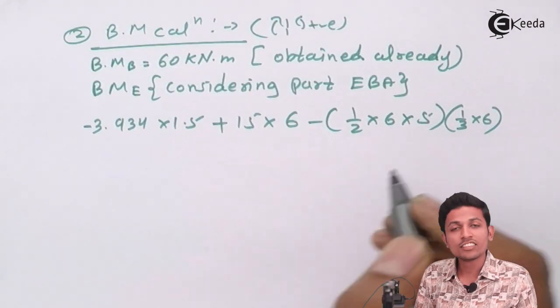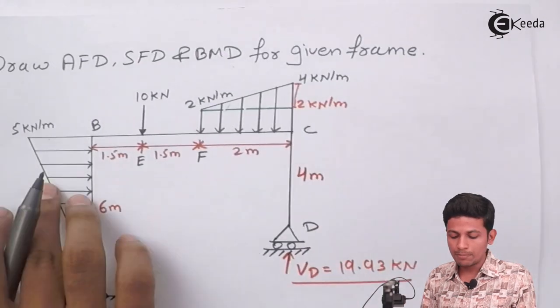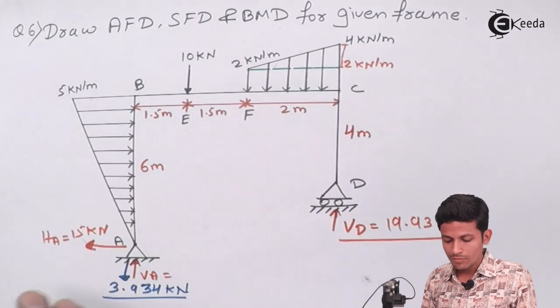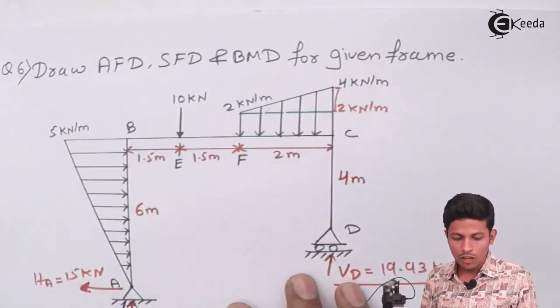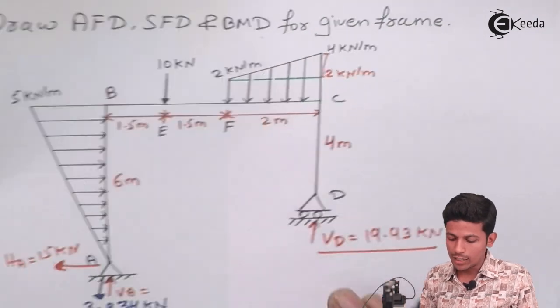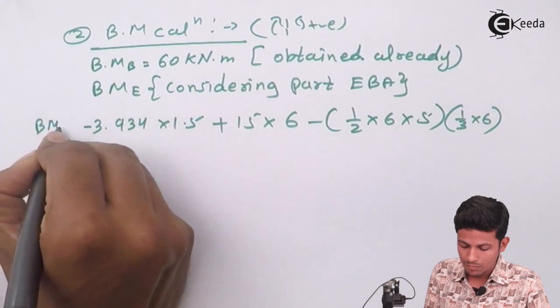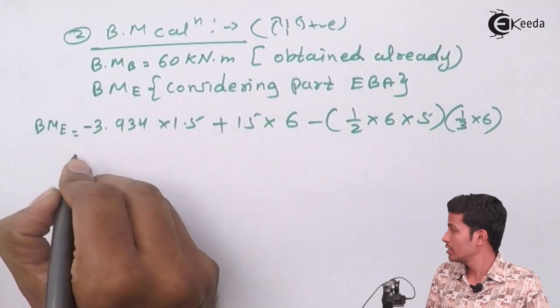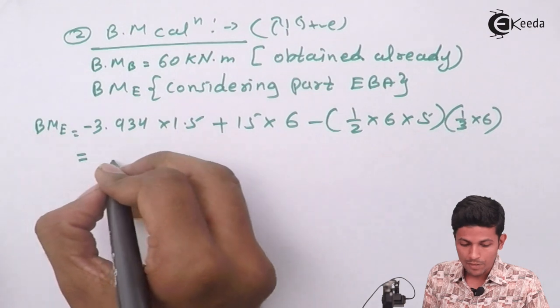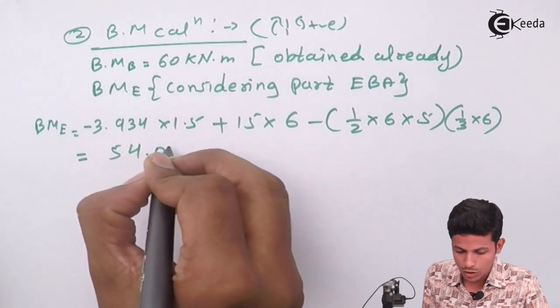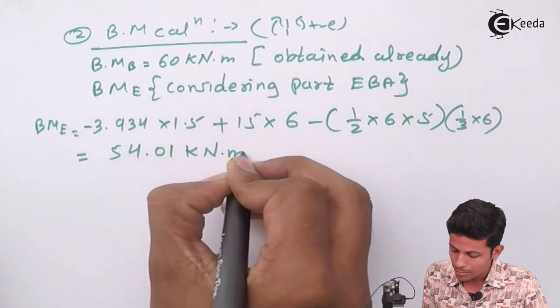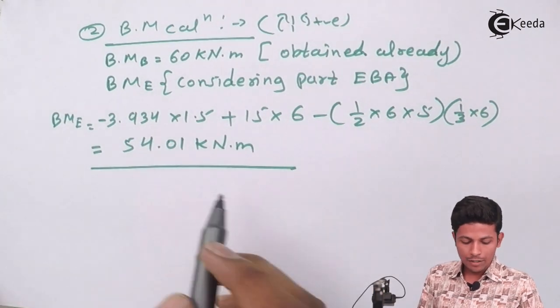1/3 of L means 6. Okay, now we are done with this part also. Now see, we're done with all these parts. While solving this, bending moment at E equals, while solving this you get the answer 54.01 kilonewton meter. Now see, we have done with the E part.